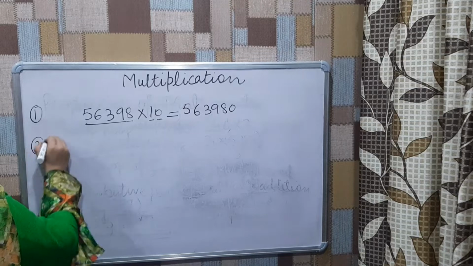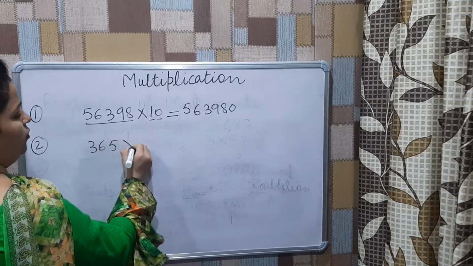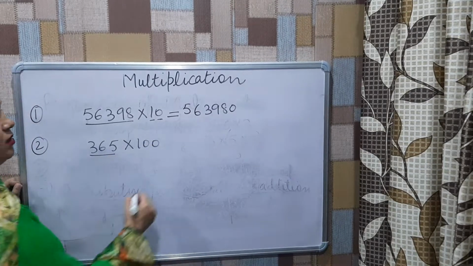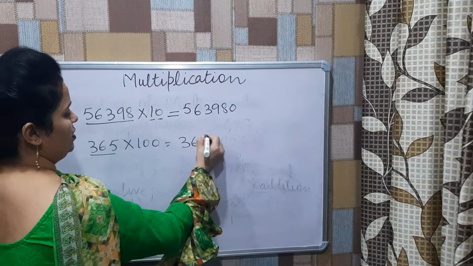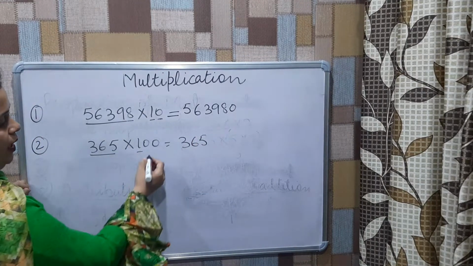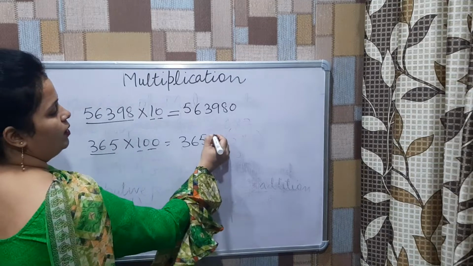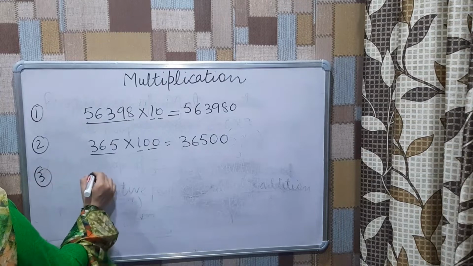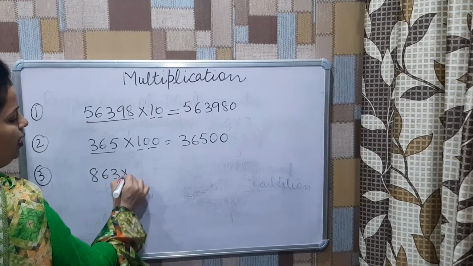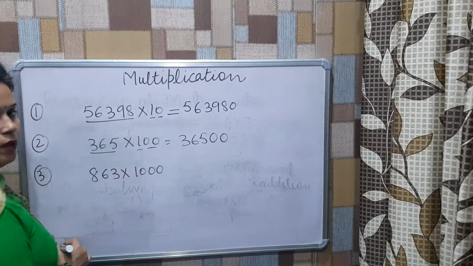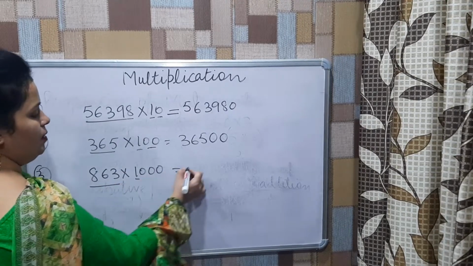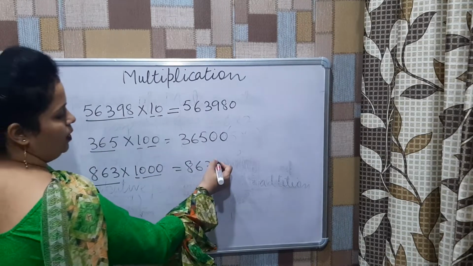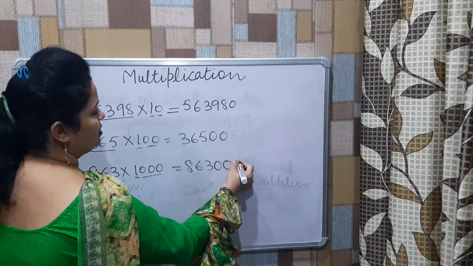Now suppose I have to multiply 365 by 100. I will simply multiply 365 by 1, that is 365 ones are 365, and how many zeros are there on the right side, that I will write down on the right side of my answer. Same way, if a number is given 863 and I have to multiply it by 1000, so 863 ones are 863, and how many zeros are there on the right side, 3, so I will write down 3 zeros on the right side of my answer.